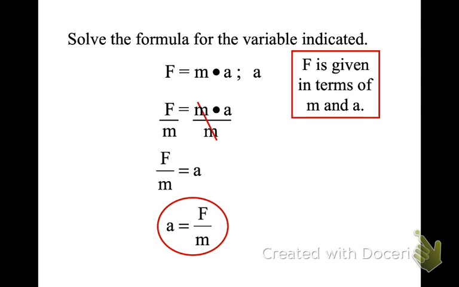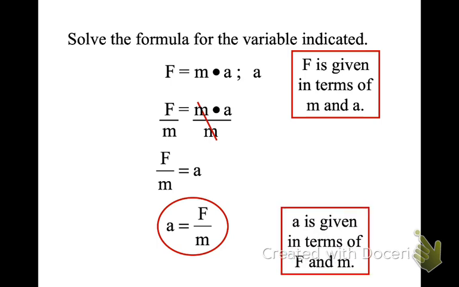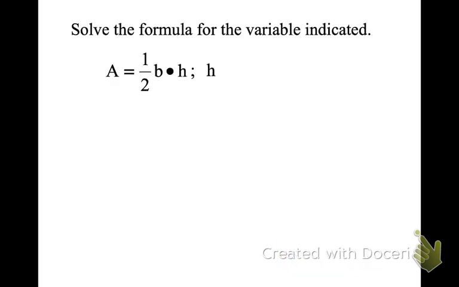Like, for instance, little b and big B. Little b stands for the bottom line of a triangle, the base line of a triangle, where big B stands for the base area of a three-dimensional figure. Like, it might be a circle. Does that make sense? All right, so now A is given in terms of F and M.